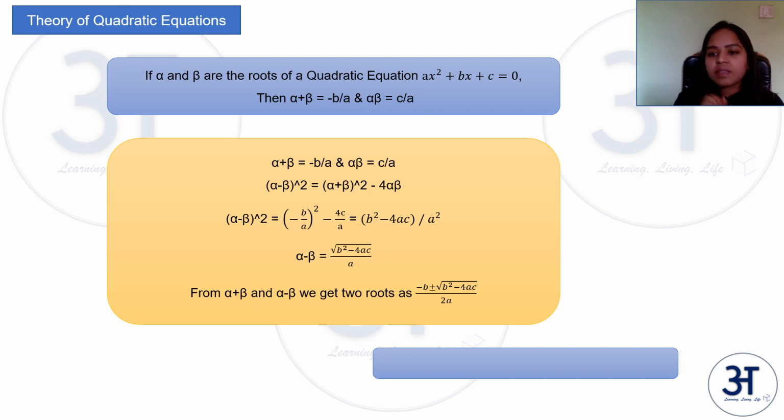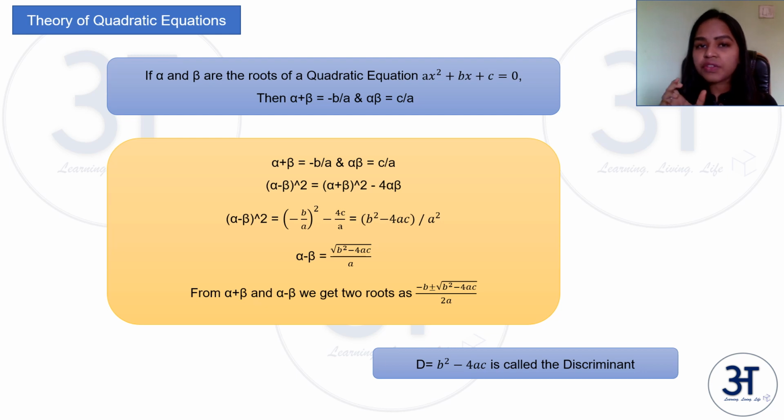So even if you forget this particular equation, that alpha equals so and so, beta equals so and so, you can just derive it on the spot. It is very simple. Alpha minus beta whole square you will find, and then you will add to get alpha and you will subtract to get beta. So now once this comes, we will move to one most important thing. This expression b square minus 4ac, which is inside the square root, is called the discriminant. Now looking at the properties of the discriminant, we can understand a lot of properties about the roots of the equation. Let us see how.